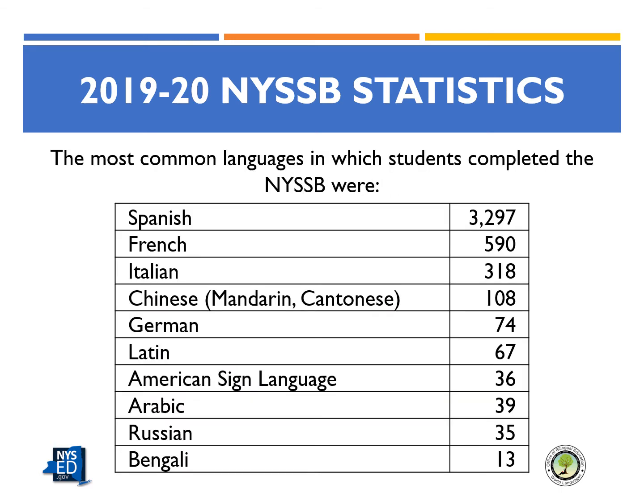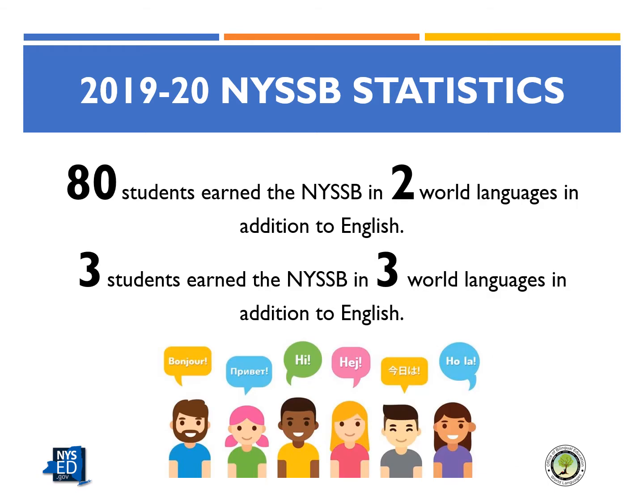The most common language in which students complete the Seal is by far Spanish. Other common languages include French, Italian, Chinese, German, Latin, American Sign Language, Arabic, Russian, and Bengali. Students may earn the Seal of Biliteracy in English and any number of other world languages. To earn the Seal of Biliteracy in more than one world language in addition to English, students must earn 3 points according to the criteria in each language. In 2019-20, 80 students earned the Seal in 2 world languages in addition to English, and 3 students earned it in 3 world languages in addition to English.